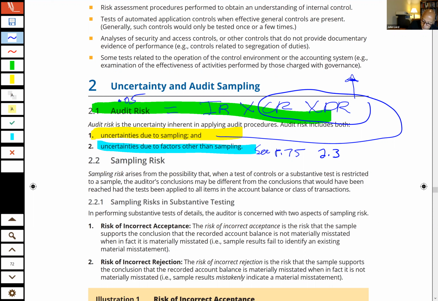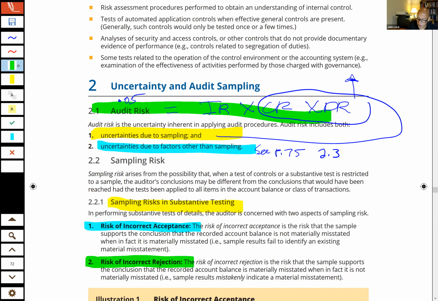So let's go ahead and take a look. If it's affecting my detection risk, that's because I'm using sampling for my substantive test, right? We lower our detection risk through our substantive tests. So if we use sampling and there's some risk that the sample will not be representative of the population, then that's bringing up my detection risk. Now, when we look at sampling as it relates to our substantive test, we have 2 categories. We have the risk of incorrect acceptance or the risk of incorrect rejection.